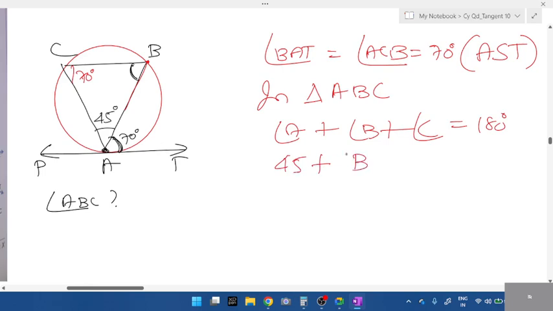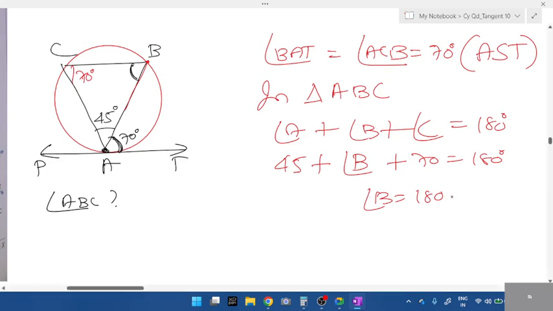45 plus angle B plus 70 is equal to 180. Angle B is equal to 180 minus 45 plus 70, which is 115.